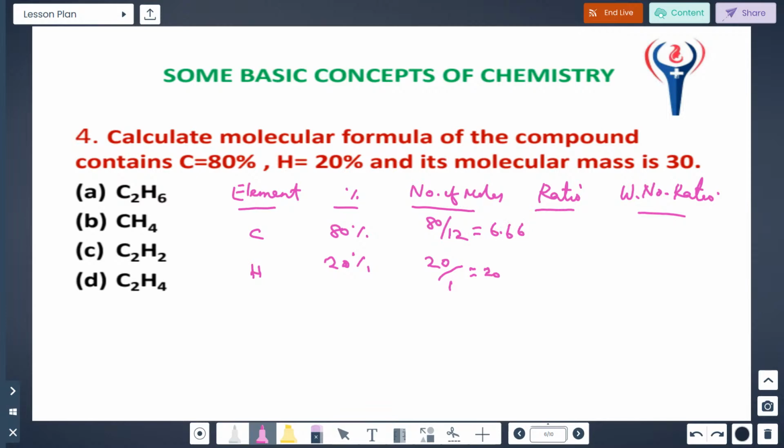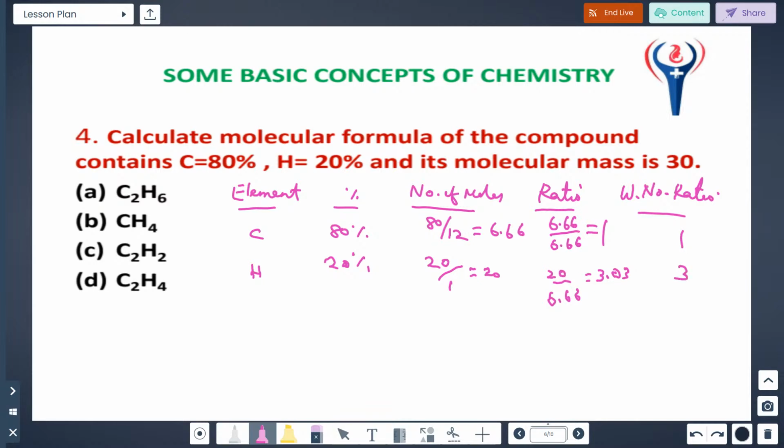Then in this column, which one is the smallest value? 6.66 is the smallest value. So divide by the smallest value. In this column, 6.66 by the smallest one, likewise here, 20 by the smallest one. This will be approximately 1, and this will be approximately 3. 6.66 is the least one, so divide each and every one by 6.66. So we can consider 1 and 3.